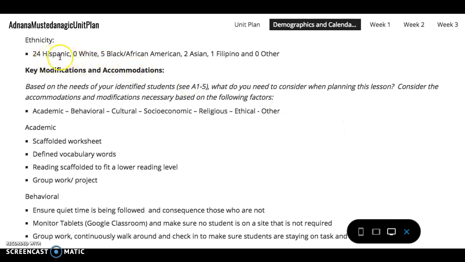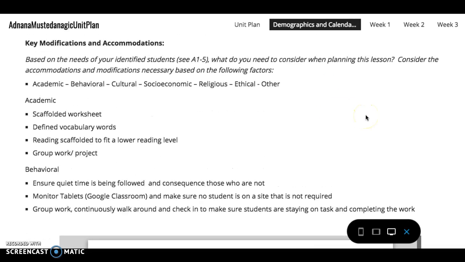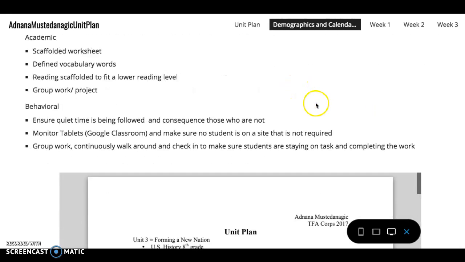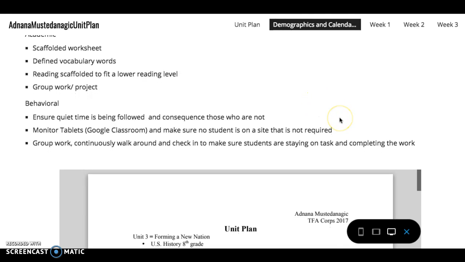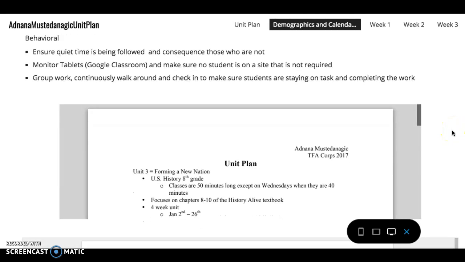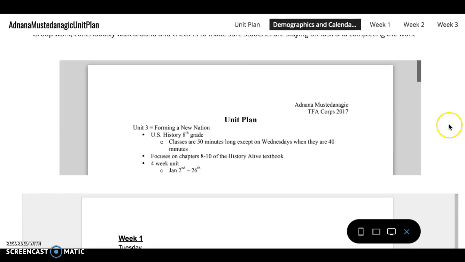And then ethnicity, the majority are Hispanic with 24. I have 5 Black or African American students, 2 Asians, and 1 Filipino, and no others. In terms of modifications and accommodations, the basics in terms of academics, I always provide scaffolded worksheets, define vocabulary, and so forth. Behavior, I ensure that anything that is being set up with how they do their classwork is consistently being followed.